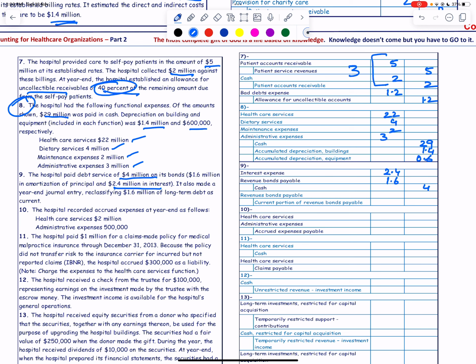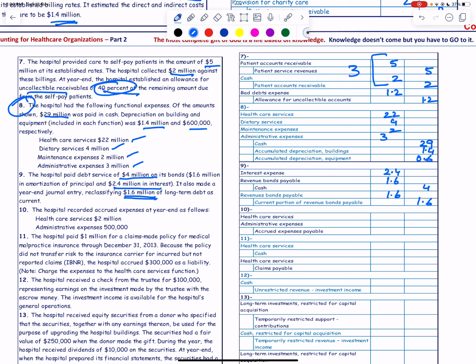It also made a year-end journal entry reclassifying 1.6 million of long-term debt as current. So obviously it has to be reclassified. So revenue bonds payable is debited by 1.6 and current portion of revenue bonds payable is credited by 1.6 million.